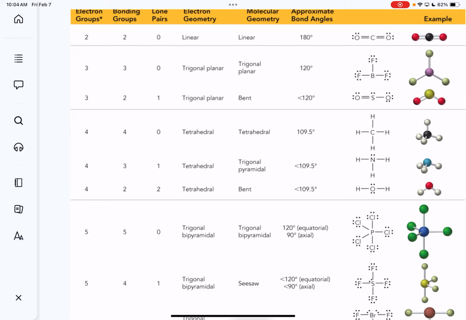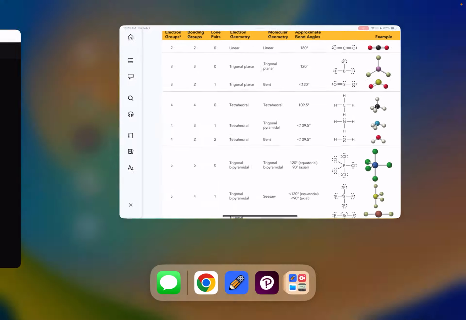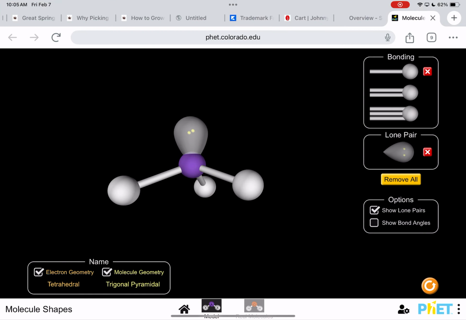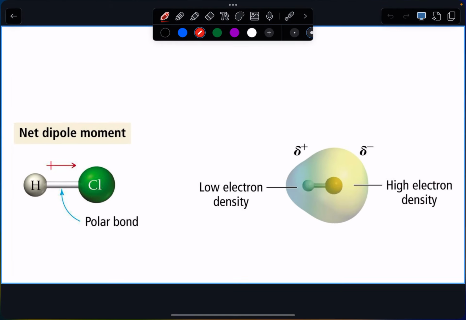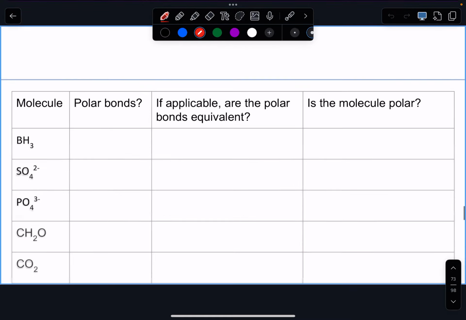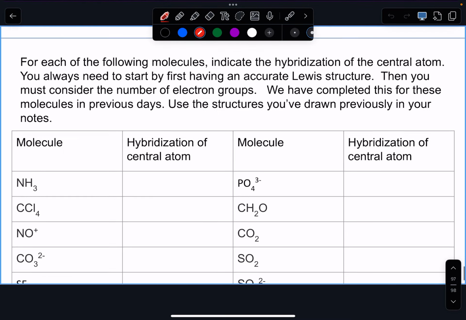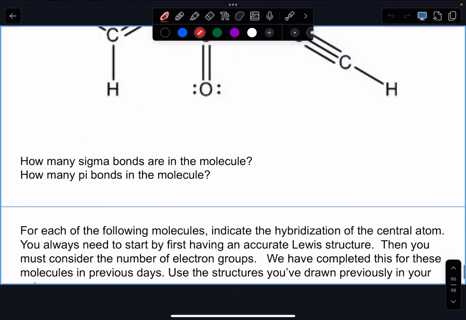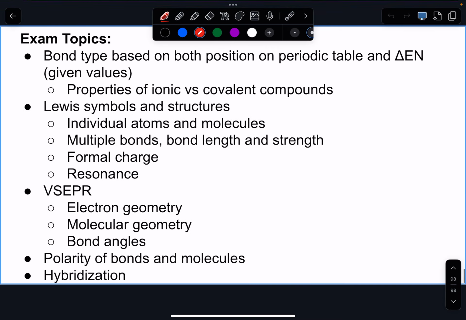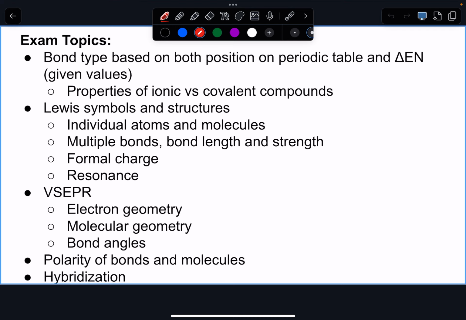All right, so go through those this weekend and determine if you need a list of the things you're looking at. I think it's at the very end of the notes. I guess you could look at the exam topics. So you're going to be looking at electron geometry, molecular geometry, bond angles, polarity.